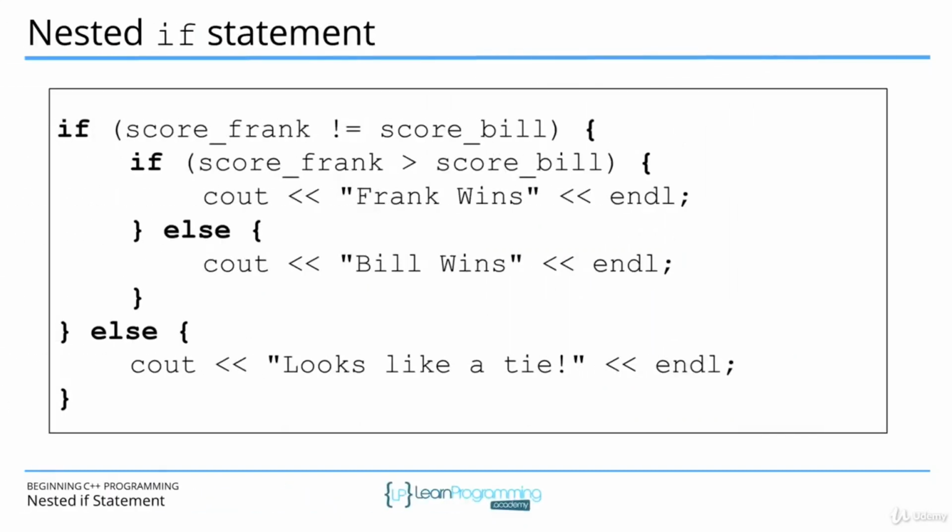In this example, we're checking if Frank's score is not equal to Bill's score. If this fails, that means that their scores are equal. So we go to the else statement and display "looks like a tie." If their scores are not equal, then we check the condition in the nested if statement. And if Frank's score is greater than Bill's score, we display "Frank wins." Otherwise, we display "Bill wins."